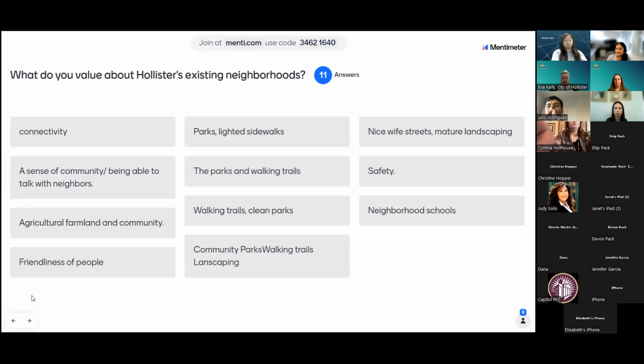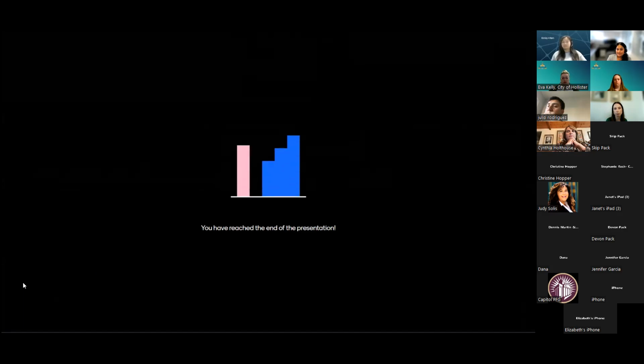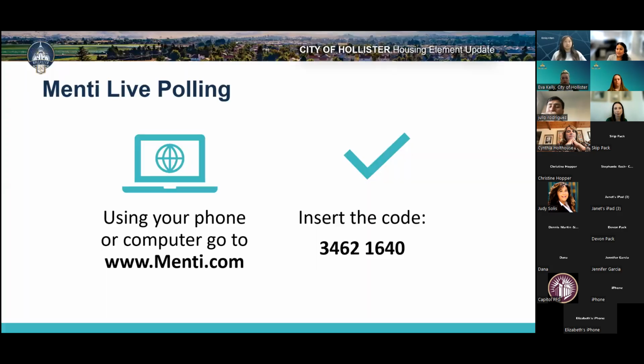All right, thank you, Devin. Anybody else that would like to provide input here? All right, we can move on. So that is the end of the participant activity. We have a couple more slides regarding the housing element update process, which we'll quickly walk through.